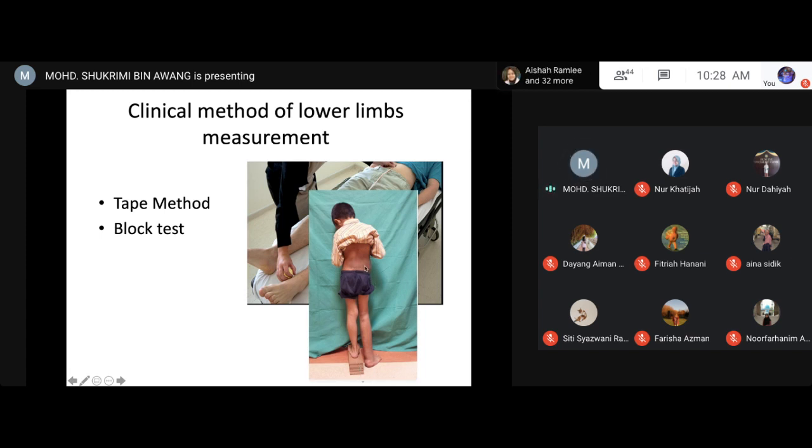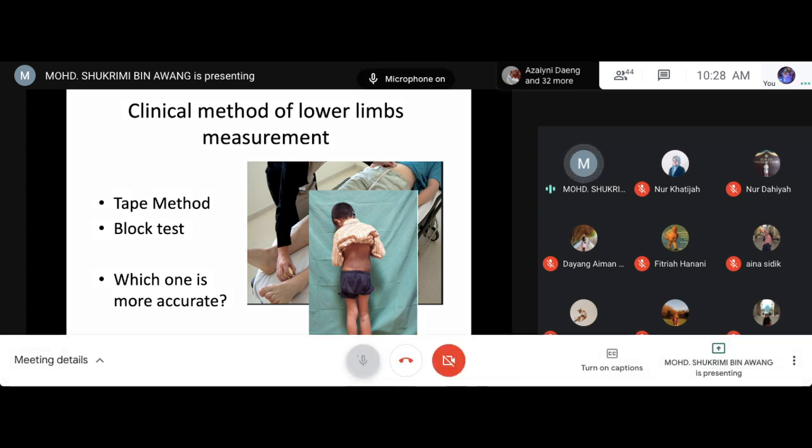So we go into a bit more detail later in a later presentation. Okay, are you clear? So we use either the tape as the conventional way or we use a block test for clinical ways to measure the limb length discrepancy. Okay, so which one is more accurate comparing these two methods? Which one do you think is more accurate? Which one, the tape measurement or the block test, and why?